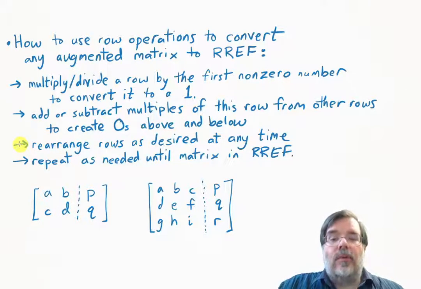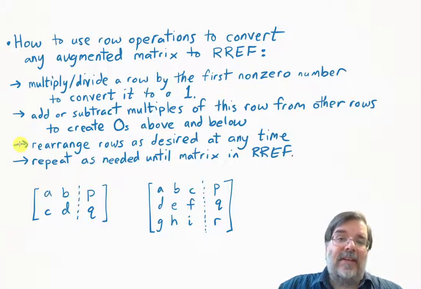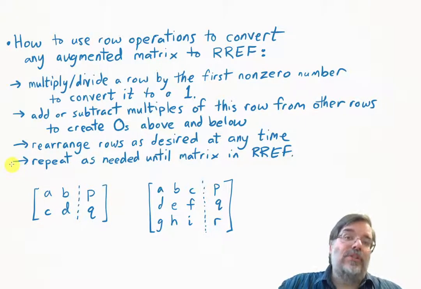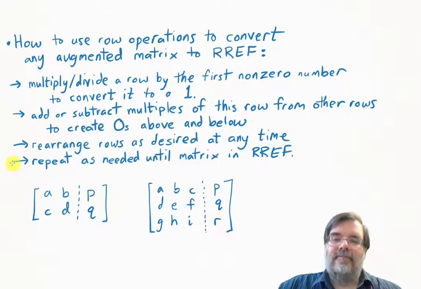You can also rearrange the rows if you want at any time to make sure you get that nice staircase pattern. And then you just repeat these steps, and it'll get simpler every time until you're in row reduced echelon form, at which case you can just read off the answer. All right, those are the steps.